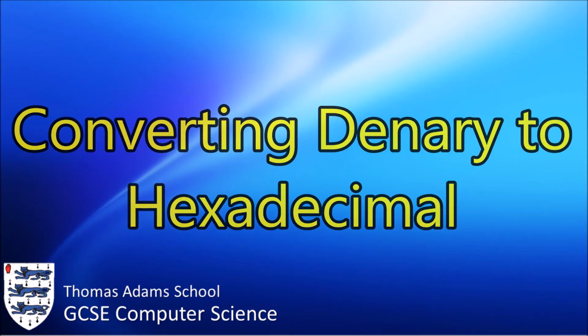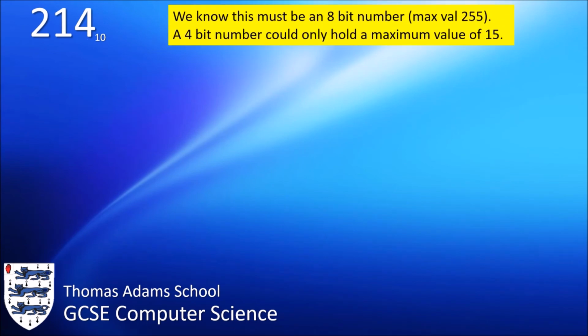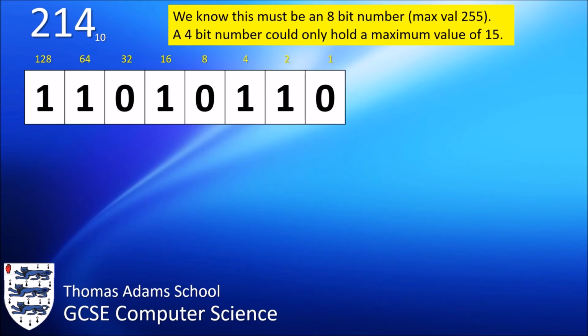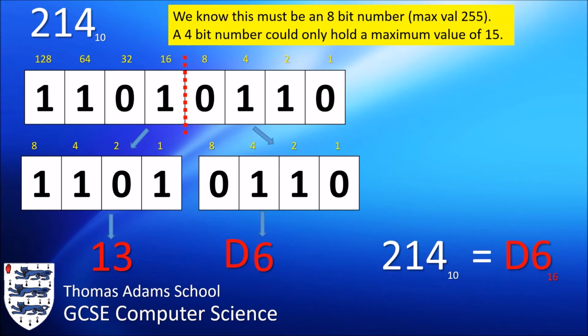So how do we convert from denary to hexadecimal? If you take a denary number like this example, 214, you should know that the maximum value an 8-bit number can hold is 255, so it will be an 8-bit number. Write it down in binary, split it into 2 blocks of 4 bits, convert those blocks of 4 bits to denary. Remember, in this example 13 will not be represented by 13, it will be represented by D. We join them together and there is your hexadecimal representation of 214.